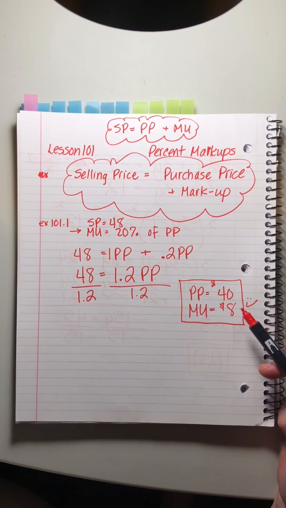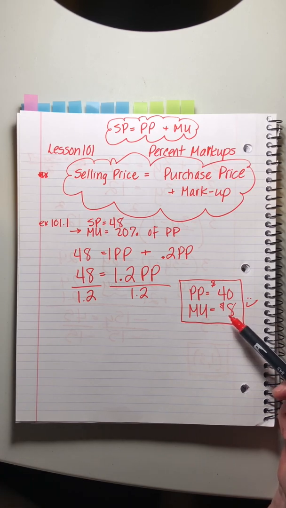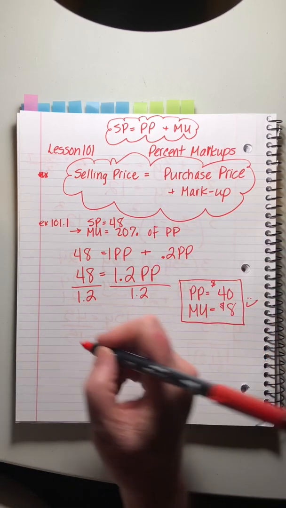So we buy the North Face jacket for $40. We tack on an extra 8 to cover salaries, lighting, whatever else we want to cover. And that's how we get the selling price.